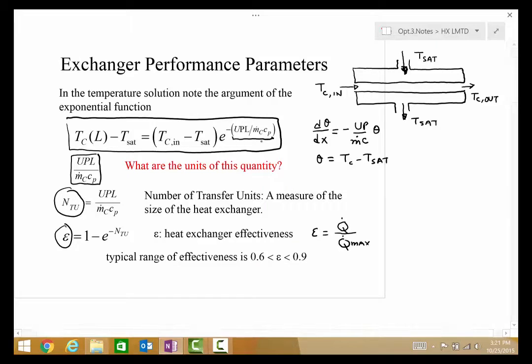And so this NTU, this number of transfer units, often thought of as U times the area divided by m dot c, is also dimensionless. It's a dimensionless parameter, but it gives us an idea about the size of the heat exchanger. To more straightforwardly understand what epsilon is and how epsilon can be thought of in terms of this NTU parameter, let's do a little bit of algebra.